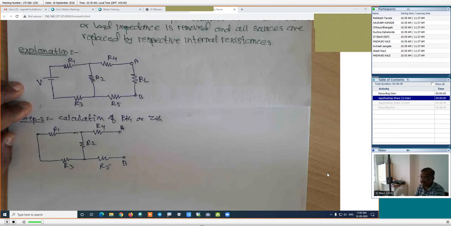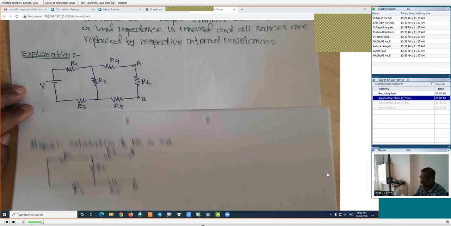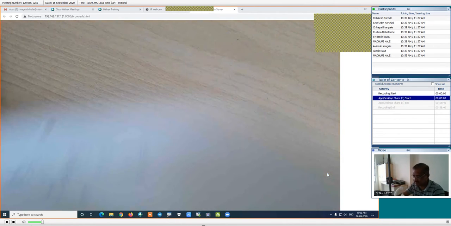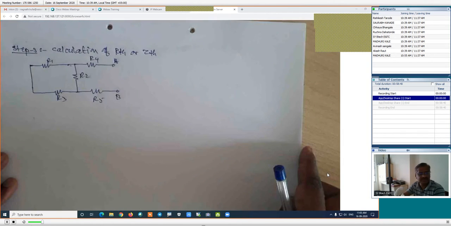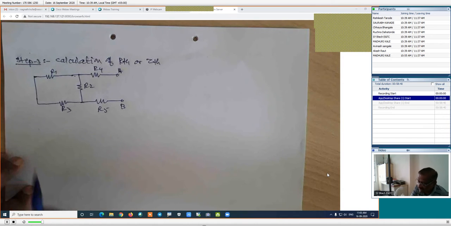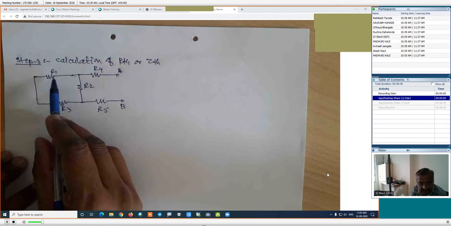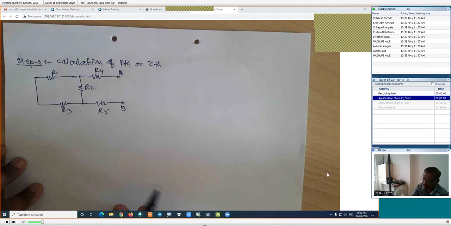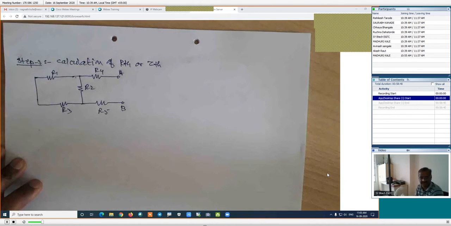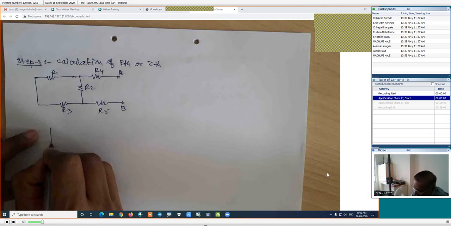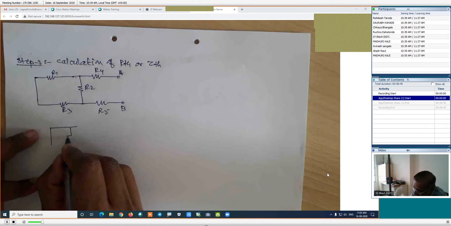Now if we have this particular circuit, we will try to find out its RTH. How is the calculation of RTH? Look at these two resistances. They are not in parallel combination, because in CAE1 some students took it as a parallel combination. It is not in parallel combination. These two resistances are in series combination. The next figure will be something like this.